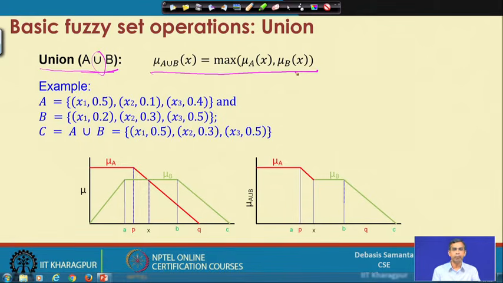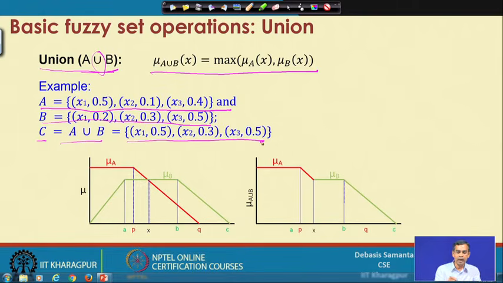Now, let us have an example. Say here A is a fuzzy set which is defined with different membership values for the different elements shown here. Similarly, B is another fuzzy set. Now, the union of the two fuzzy sets is denoted as C, which is A cap B. This is the fuzzy set. So, the union operation gives another fuzzy set.